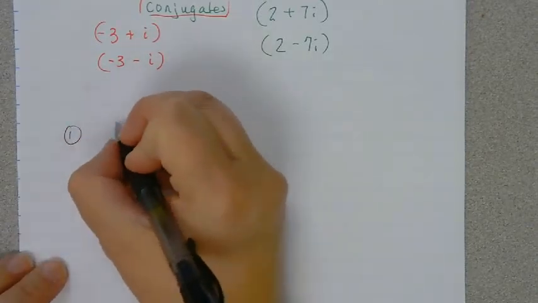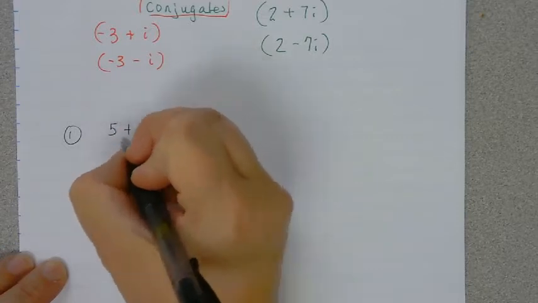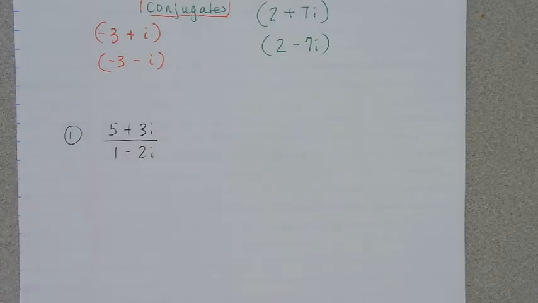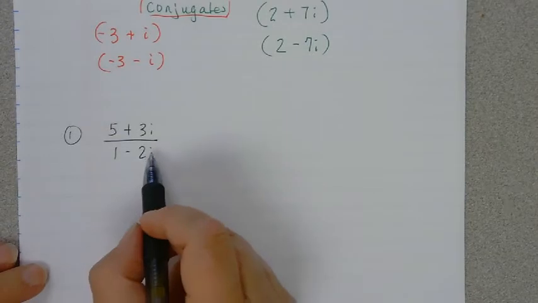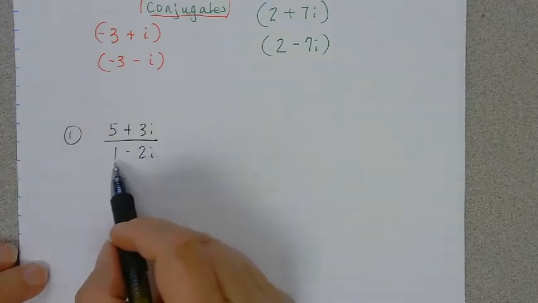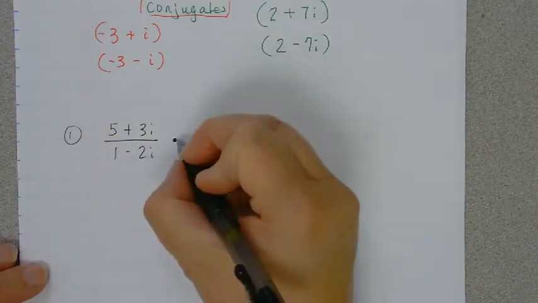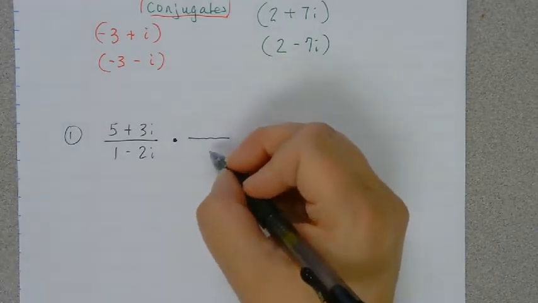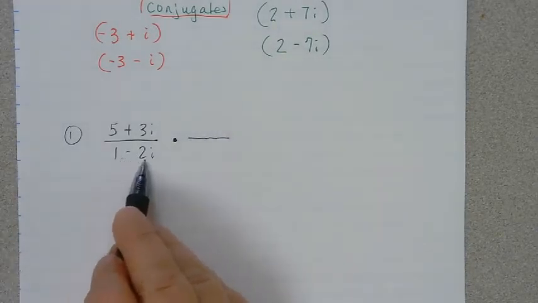Example 1, 5 plus 3i over 1 minus 2i. The problem with this problem is that it has an i in the denominator, and nothing is ever simplified when you have an i in the denominator. So I have to find a way to get rid of i in the denominator. So I'm going to do this just like I did with radicals. I'm going to multiply by the big one, the well-chosen one. I want to pick something that will get rid of i.